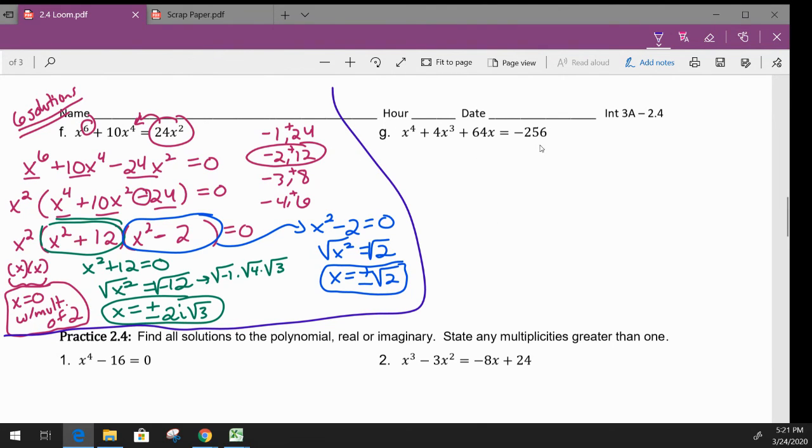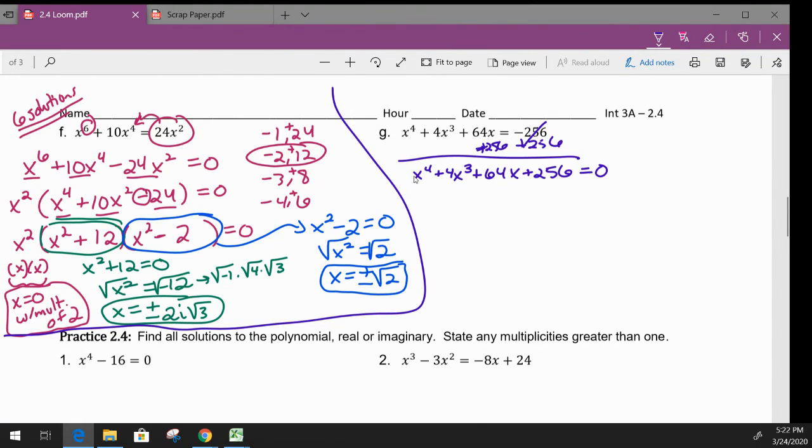All right, so once again, you have a polynomial function. You have to, first of all, get this equal to 0. So you're going to add 256 to the other side and rewrite this as x to the 4th plus 4x to the 3rd plus 64x. And that now is a positive 256, and you want to set it equal to 0.